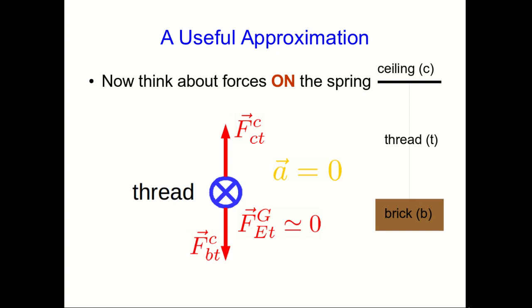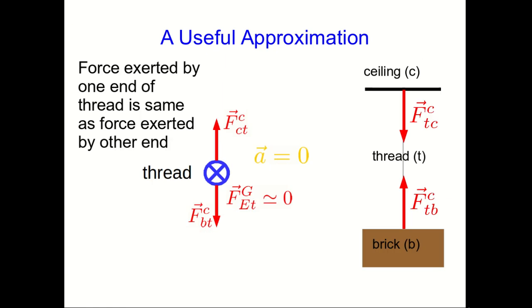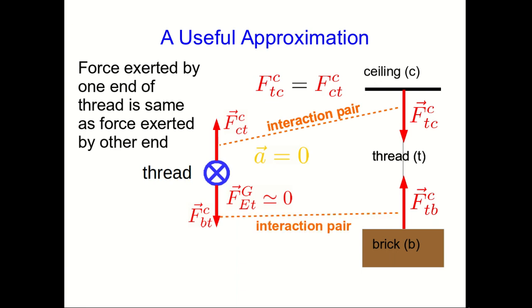And here's where our approximation comes from, because those two forces are members of interaction pairs. With the ceiling, that tells us that the force that the ceiling exerts on the thread is the same magnitude as the force that the thread exerts on the ceiling, and the same for the pair of forces to do with the interaction with the thread and the brick. But that then tells us that the force that the thread exerts on the ceiling is about the same magnitude as the force that the thread exerts on the brick.